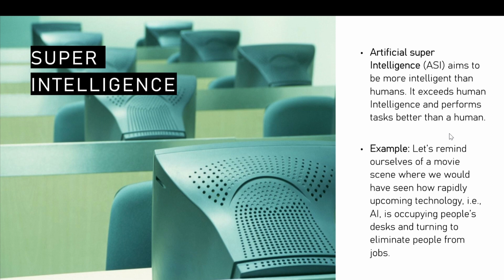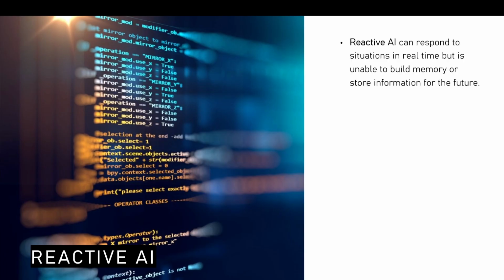So the example we have, let's remind ourselves of a movie scene where we would have seen how rapidly upcoming technology, that is AI, is occupying people's desks and turning to eliminate people from jobs. So this is the AI that has always been aimed to exceed human intelligence and try to be smarter than the human.